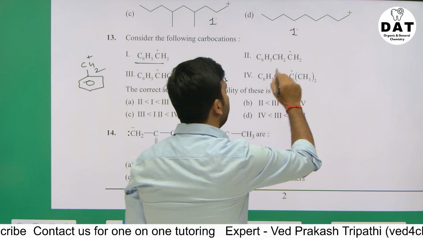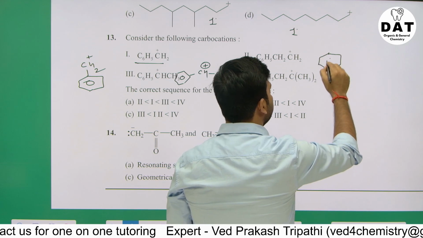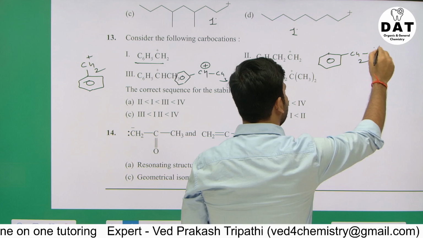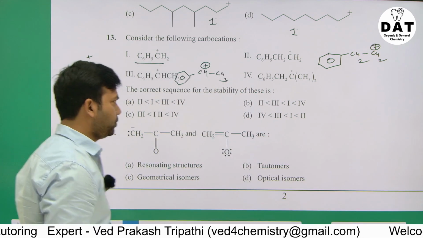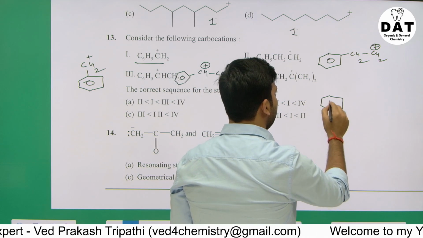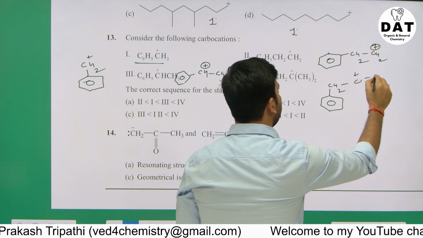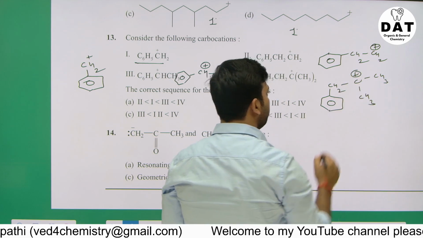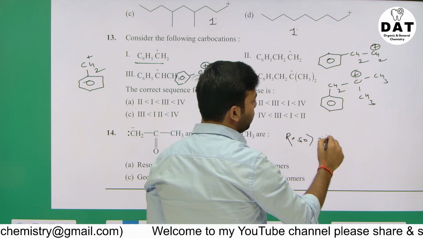Now draw the second one, sorry. Ring, CH2, and this is CH2 plus. In this case we have no resonance, okay? Now the fourth one, a ring, CH2, and then there is a C plus, and we have 2-methyl. I told you resonance dominates, okay? Resonance dominates, then tertiary, then secondary, then primary.